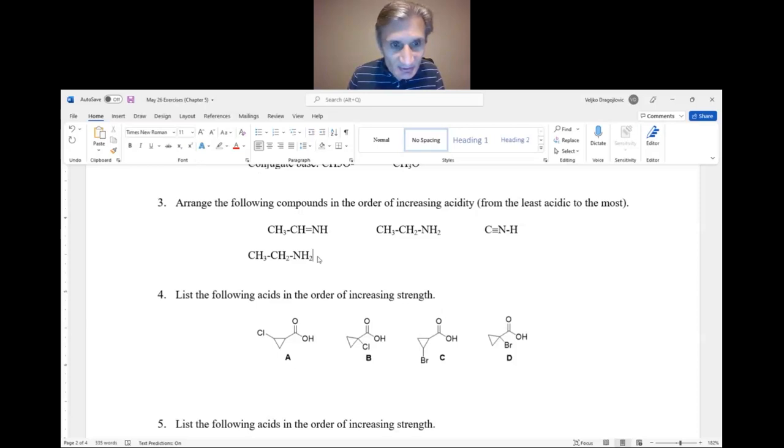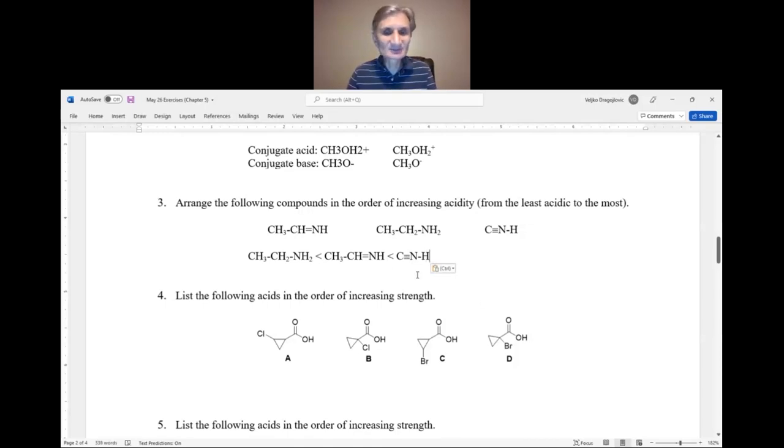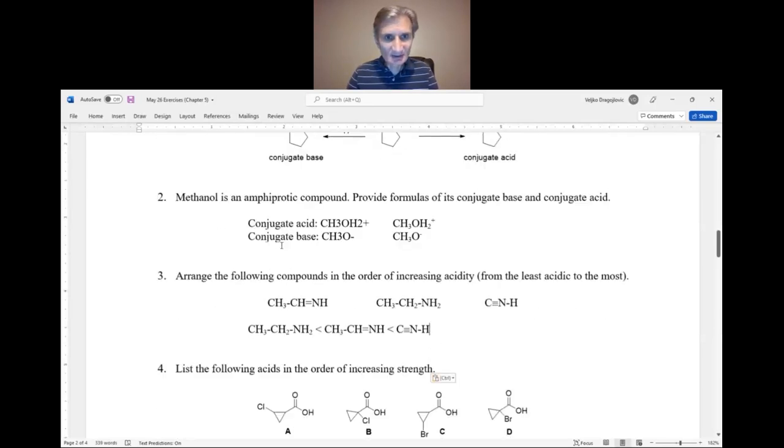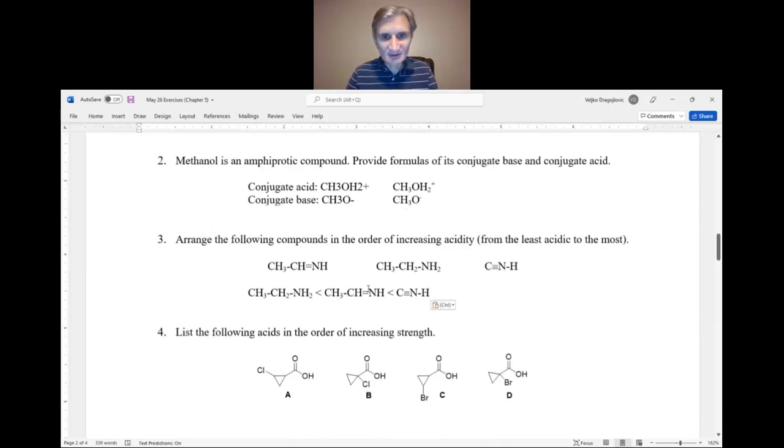Then sp2. And finally, sp is the most acidic. There. By the way, last one is isocyanic acid. Maybe I can highlight in these cases. Actually, just here the answer.